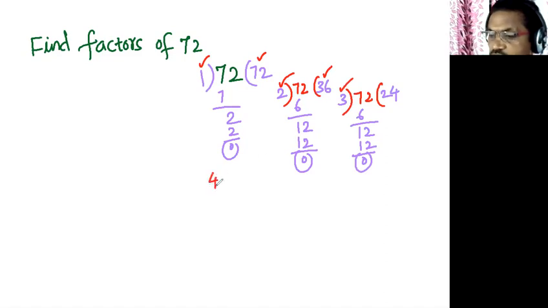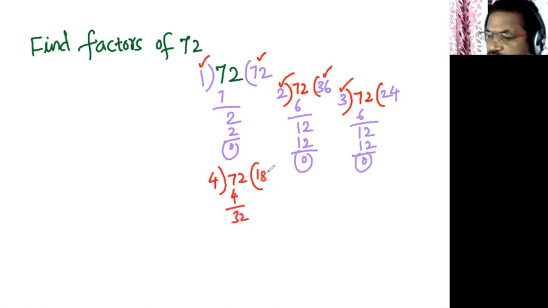Now let's take number 4. 4 times 1 is 4, 4 times 8 is 32.